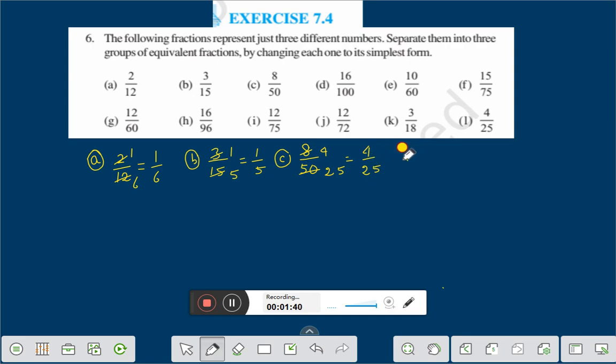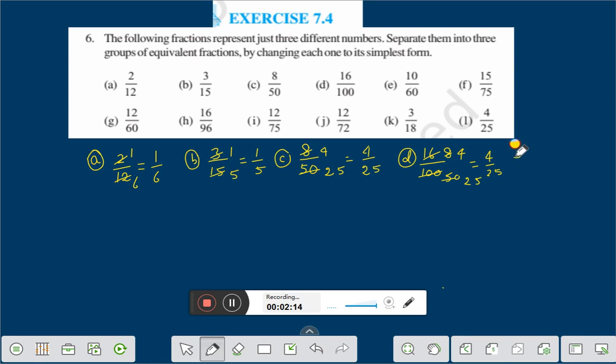Now question number D is 16 by 100. If we divide it by 2, 2 8s are 16 and 2 50s are 100. That is, it is equal to 4 by 25. It is also equal to 4 by 25.